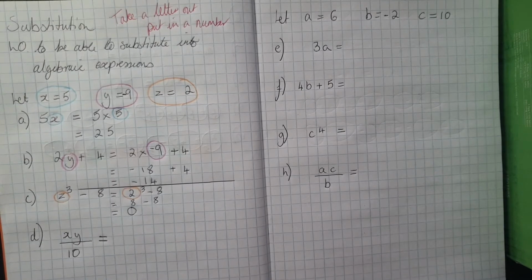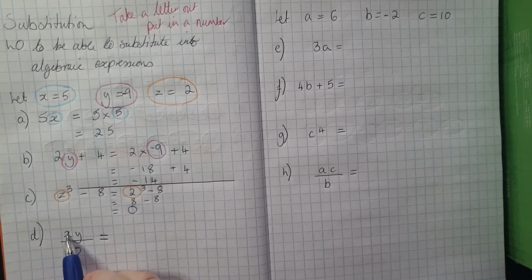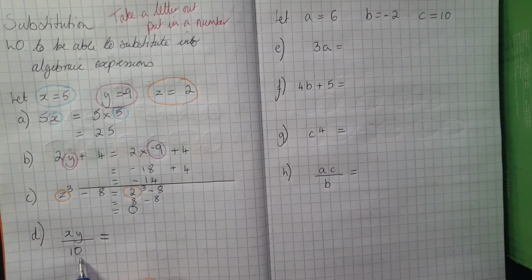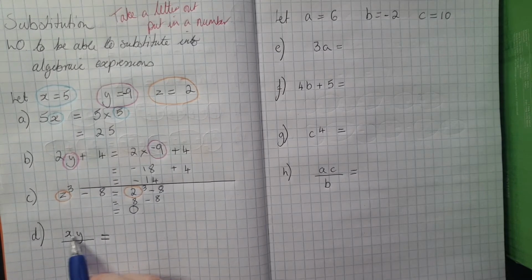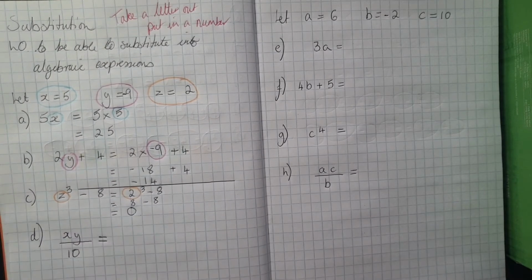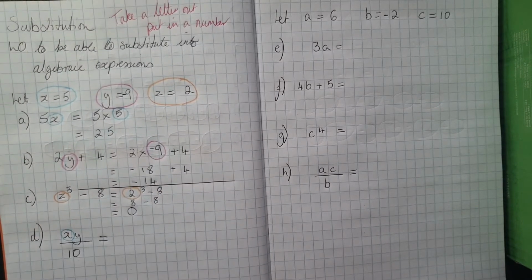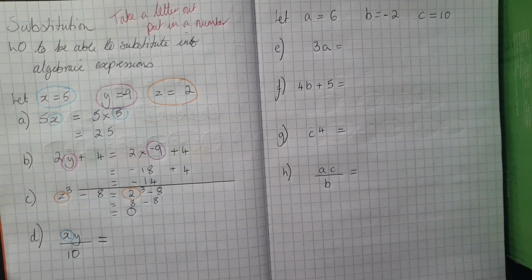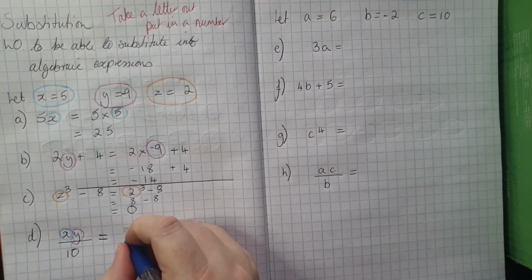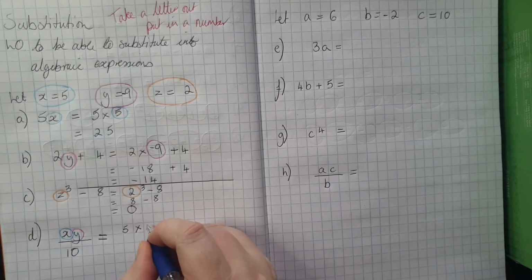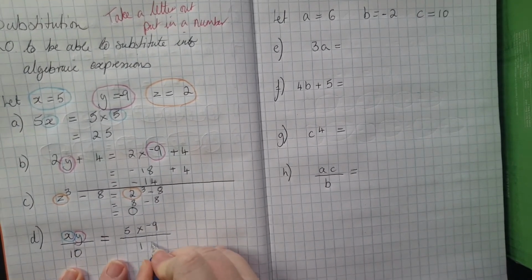Final principle, xy over 10. Now we've got to multiply x by y and then divide by 10 because the line goes over both all of x and y. So we know that x is 5. We know that y is -9. So we've got 5 multiplied by -9 all over 10.